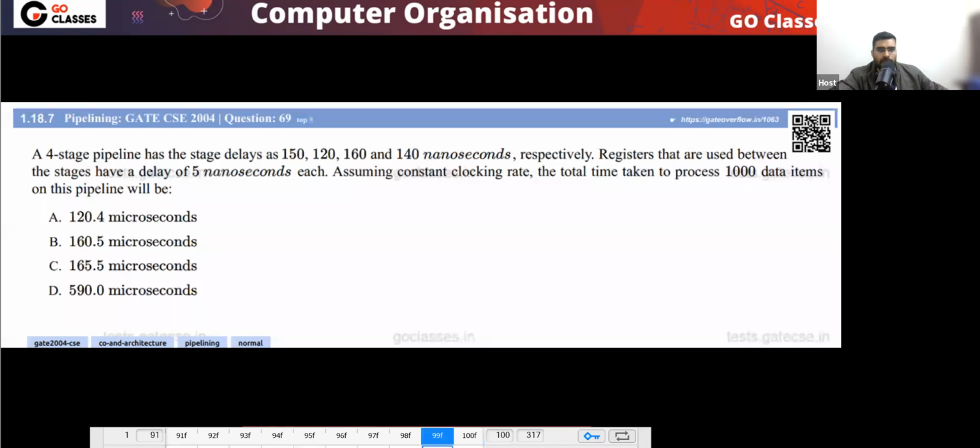Now you tell me, this is the GATE question. Let's solve this GATE question. Tell me the answer for this one. This is GATE 2004. What is the answer?